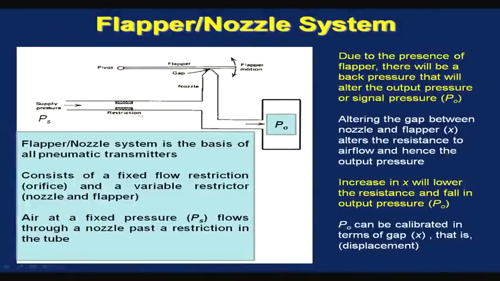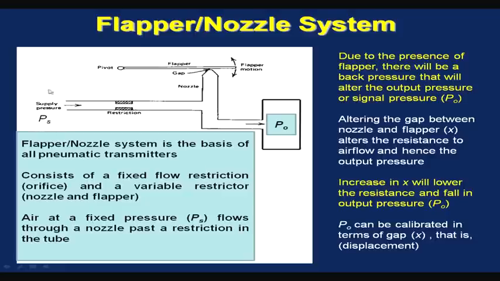This is a flapper nozzle system. It is the basis of all pneumatic transmitters. The flapper nozzle system consists of a fixed flow restriction or orifice and a variable resistor, a variable restrictor, nozzle and flapper. So, it is a very simple system, consists of an orifice which provides a fixed flow restriction and a nozzle and flapper which acts as a variable restrictor.